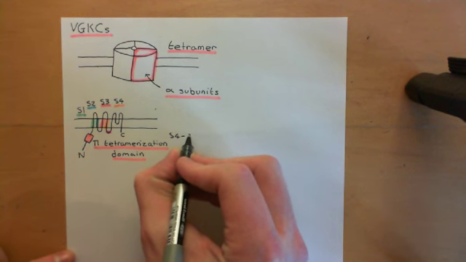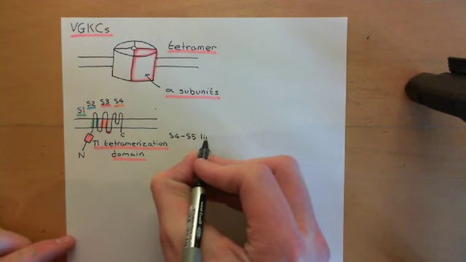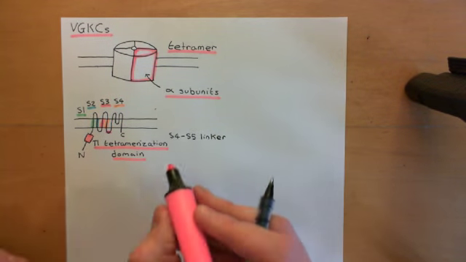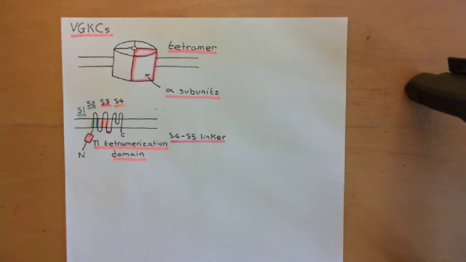Okay, so what is this called? Well, this is called the S4, S5 linker, quite simply because it is the linker between the fourth membrane spanning alpha helix, S4, and the fifth membrane spanning alpha helix, S5. Okay, so watch this space. We will come back to that linker in just a moment.